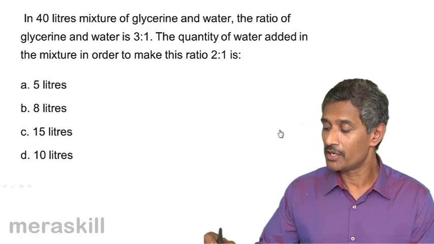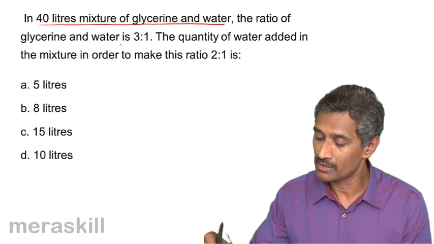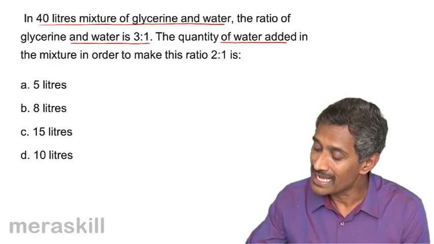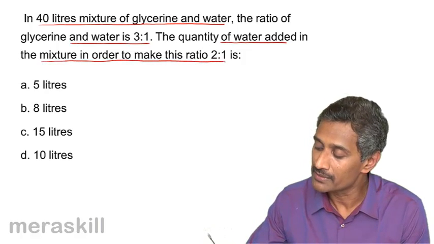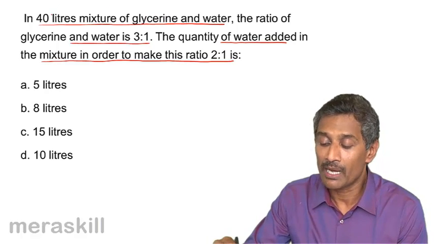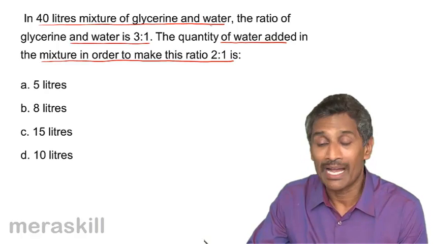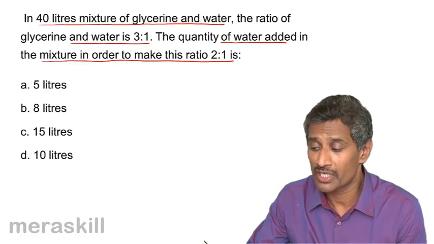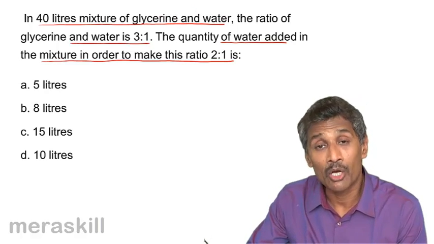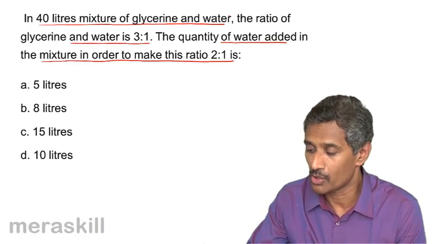Okay, now here we have a case of a 40 liter mixture of glycerine and water. The ratio of glycerine and water is 3:1. Some quantity of water is added to the mixture in order to make this ratio 2:1. So there are totally 40 liters, out of which 3 parts are glycerine and 1 part is water. And to this you're adding water. The ratio is definitely going to change because the amount of glycerine has not changed, neither decreased nor increased. But the amount of water has increased, so the ratio will shift more in favor of water accordingly.